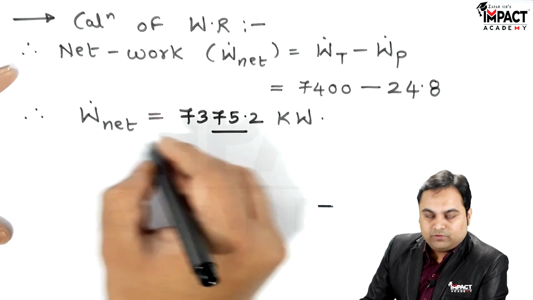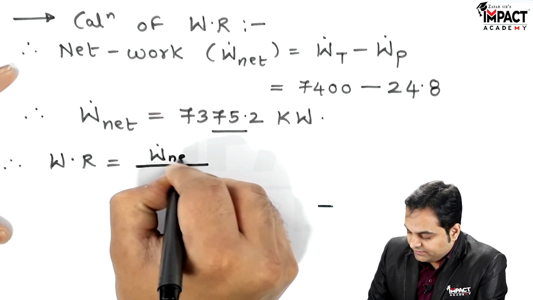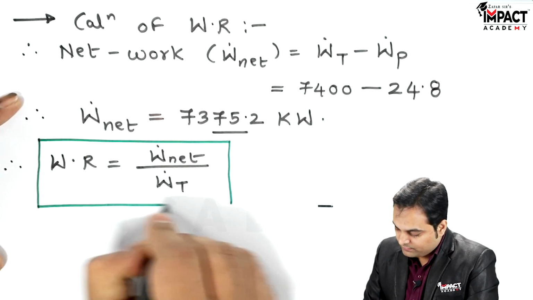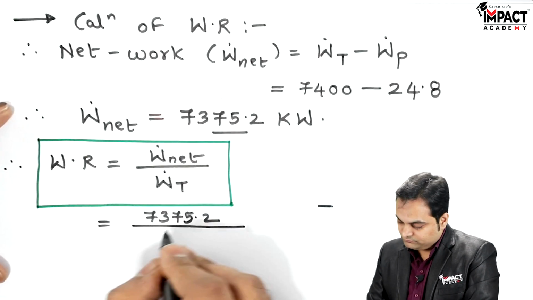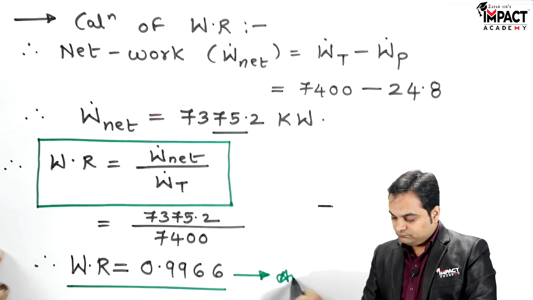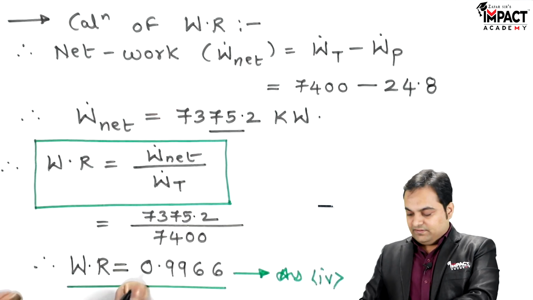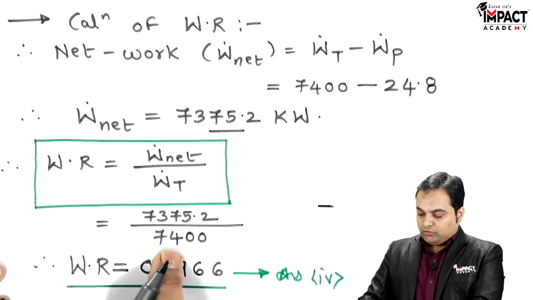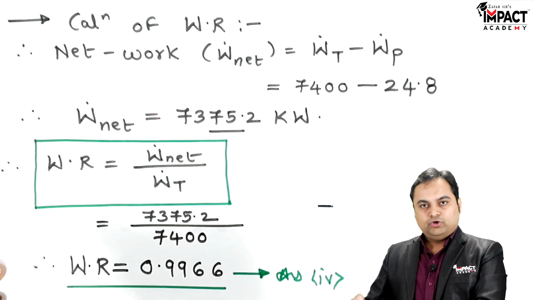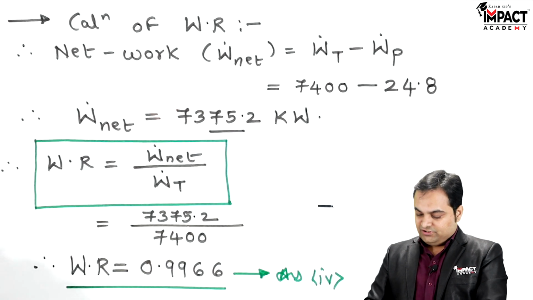Now after getting the net work, the work ratio is the net work upon the turbine shaft work. So that's the fourth answer, that is the work ratio. And work ratio basically indicates out of the turbine shaft work how much is the net work. So the ratio of them is called as the work ratio. The last thing which is left is the Rankine efficiency.